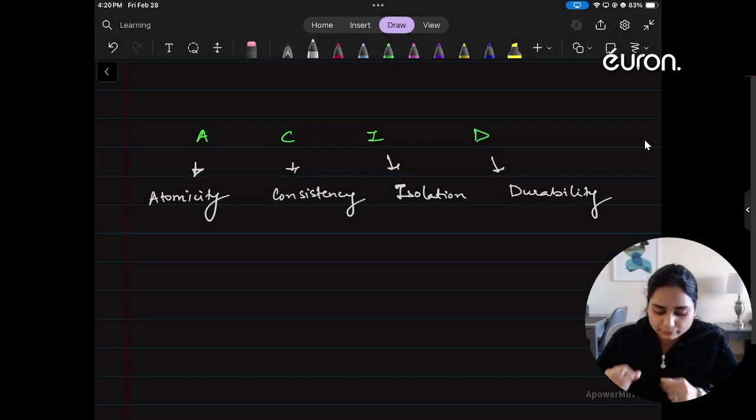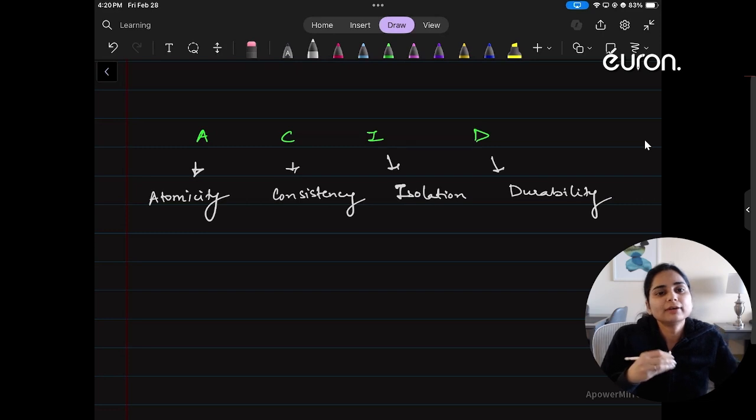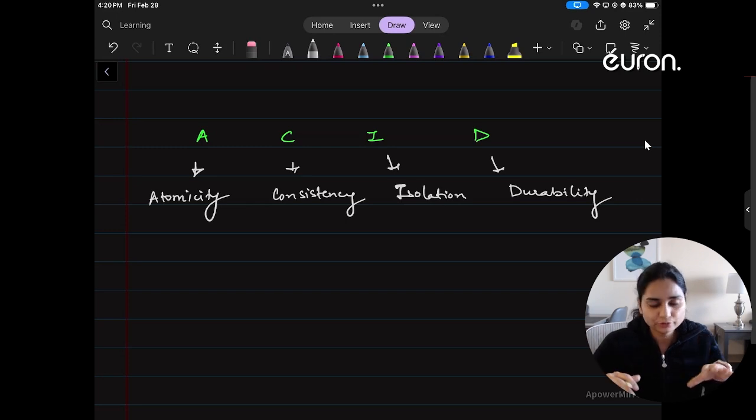Now we will be talking about atomicity. What atomicity says is that all the steps in the transaction should be treated as one unit. So if any one of the steps is failing, we would want the whole transaction to roll back.